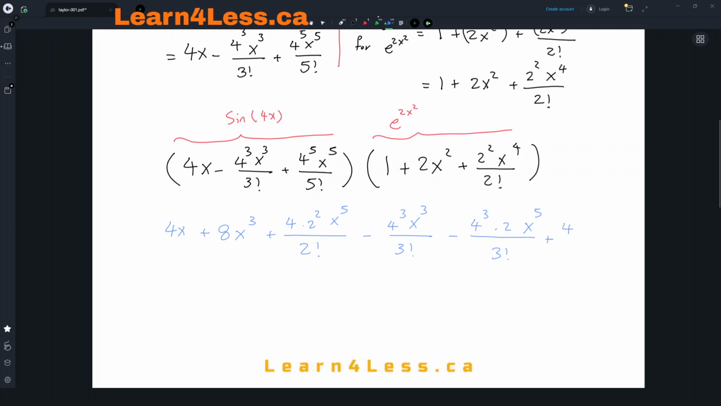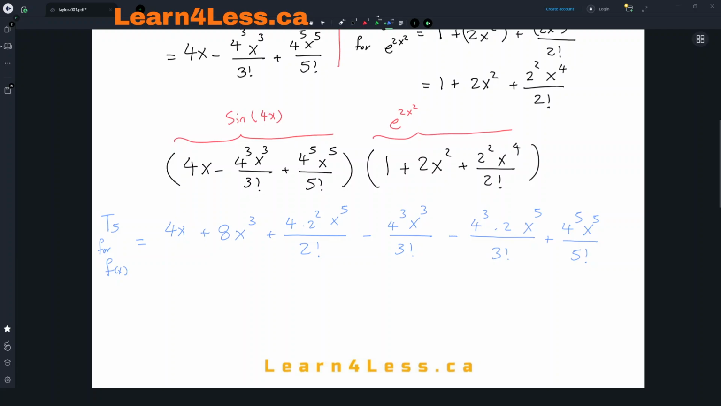So I have 4 to the power of 5, x to the power of 5 over 5 factorial. And these two make the power 7. These two make the power 9. So I don't need that, I just stop here. This is the T5 for the function f of x. So this is already the answer.